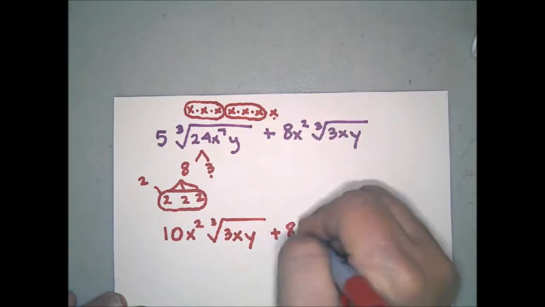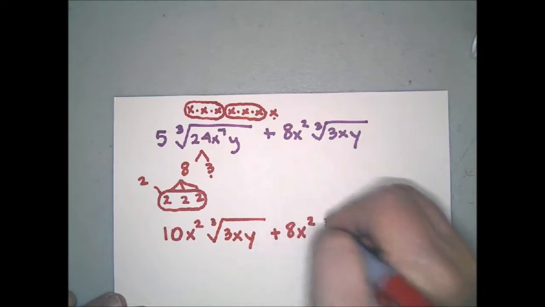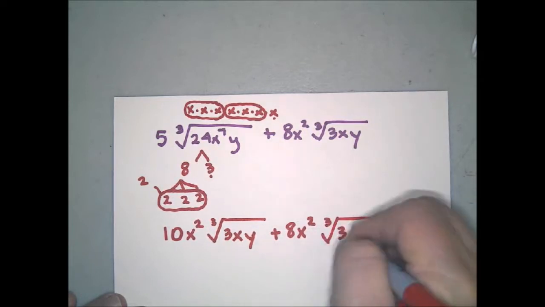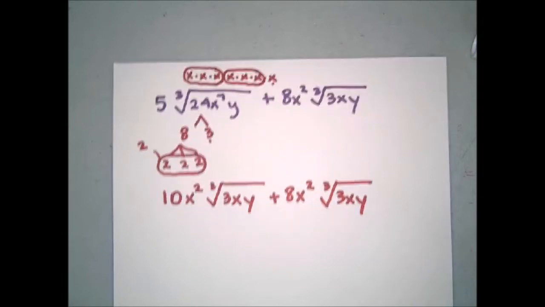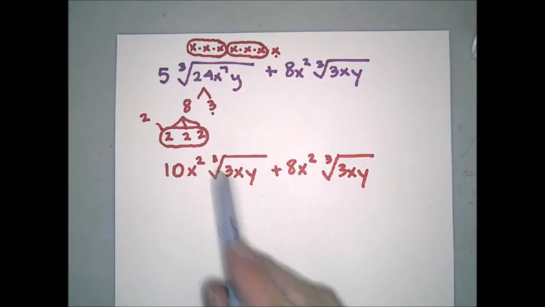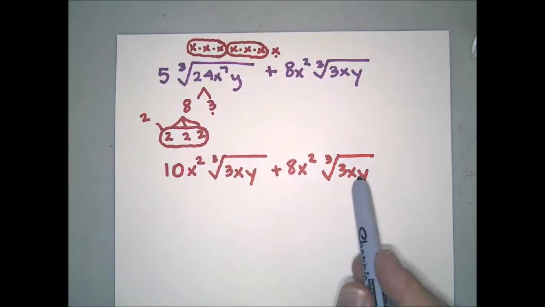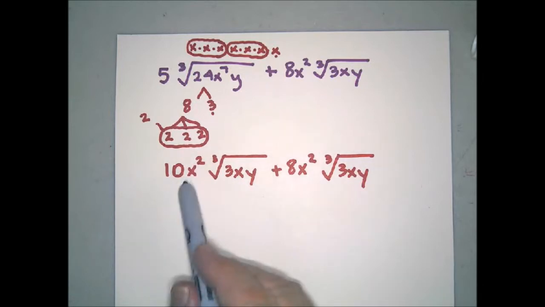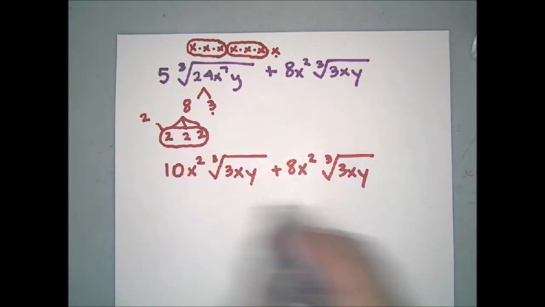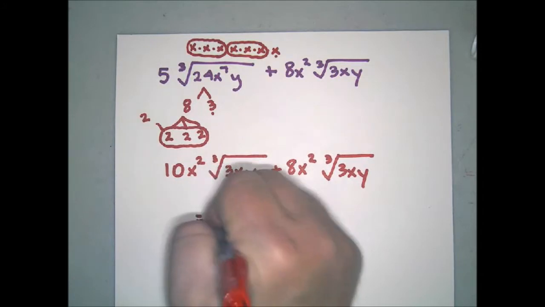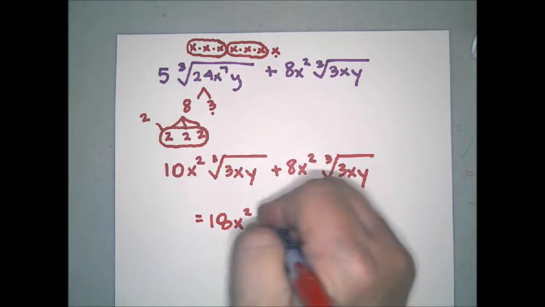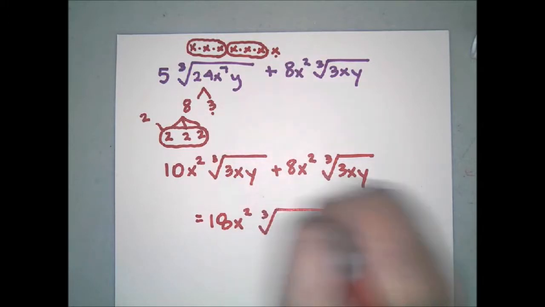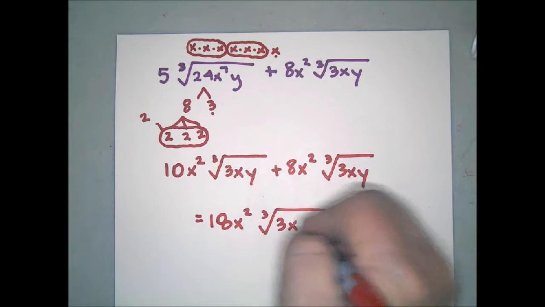Now we're going to add the other term, which is as simplified as it can possibly be. And lo and behold, these two terms are now like terms. They're both cube roots of the same thing. So I can add 10x squared plus 8x squared is 18x squared, and then cube root of 3xy.